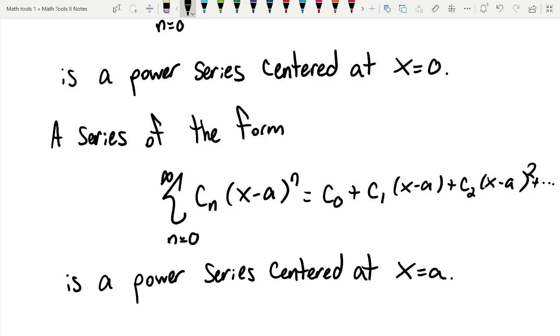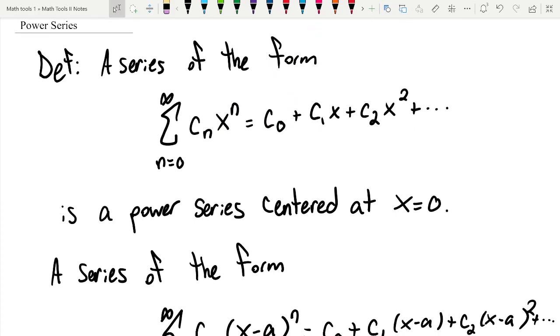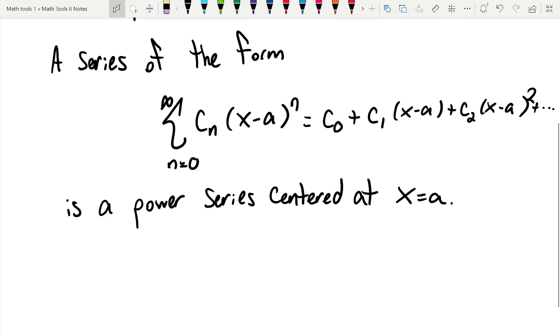Some books will just focus on the centered at 0 form of this because it doesn't really change a whole lot. We just move everything over if we want to center it at a different number. That's what this does, right? It would be like a horizontal transformation, moving everything to the right by a. So the math isn't changed too much here. Because of that, some books will just focus on this form because it's a little simpler, but ultimately it's not going to change too much.